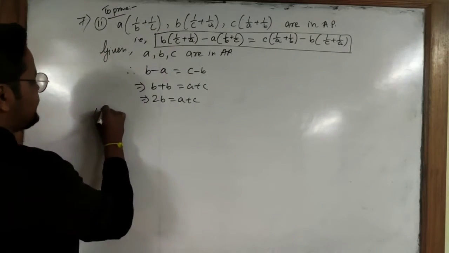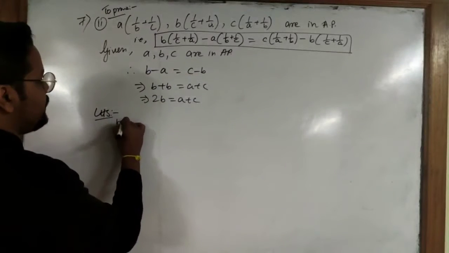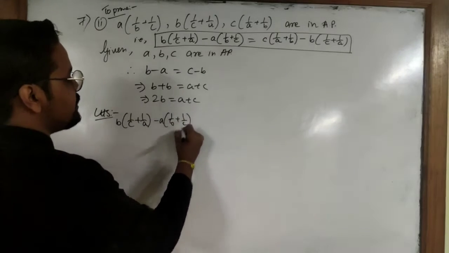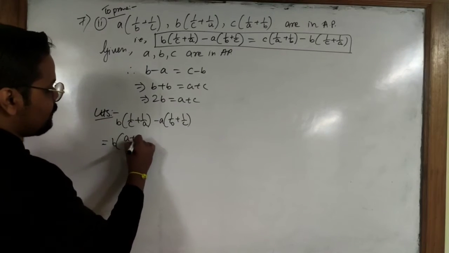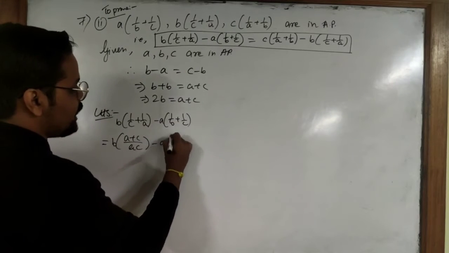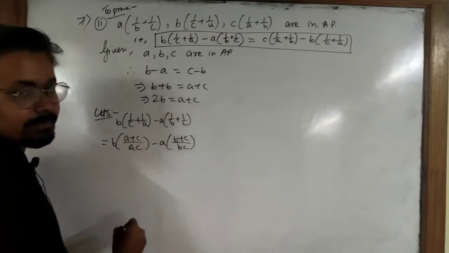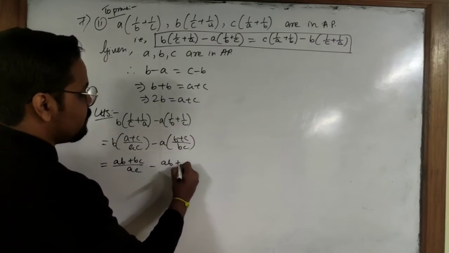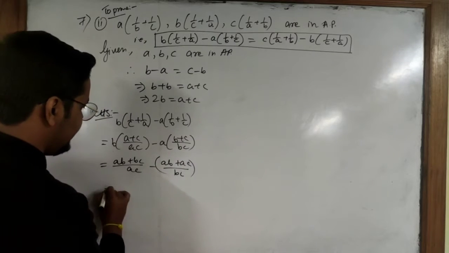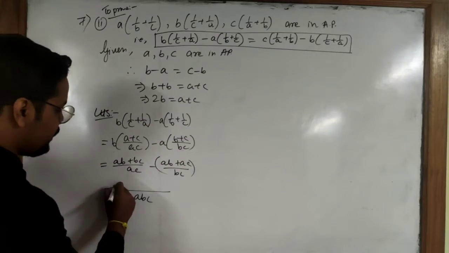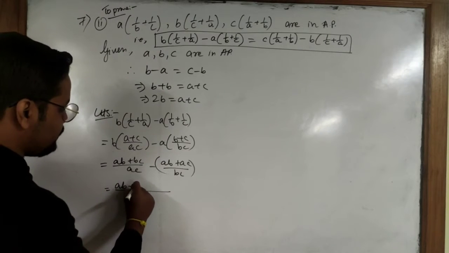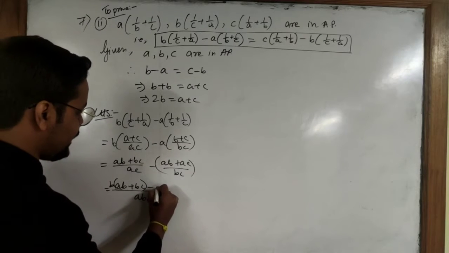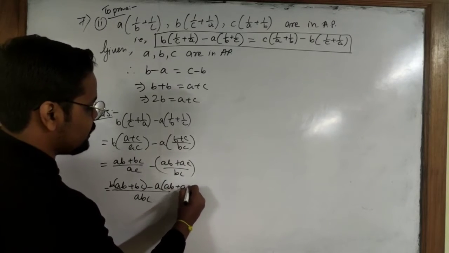So now we will take the LHS, this part. It is B into 1 by C plus 1 by A minus A into 1 by B plus 1 by C. So what do we get from here? We get A plus C by AC minus A into B plus C by BC. So it is AB plus BC by AC minus AB plus AC by BC. Take the LCM as ABC, and what we get from here is AB plus BC whole into B, and from here because of the LCM we get A into AB plus AC.